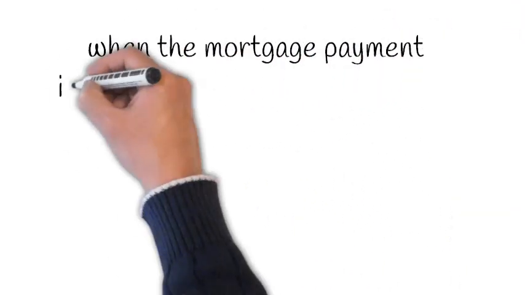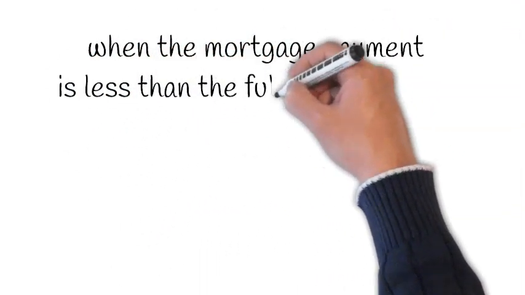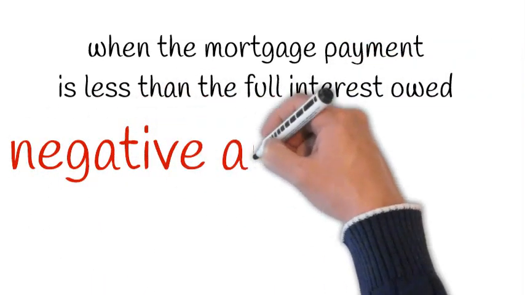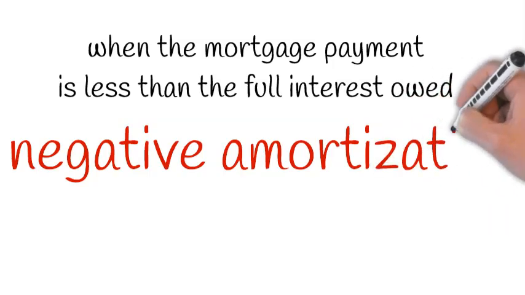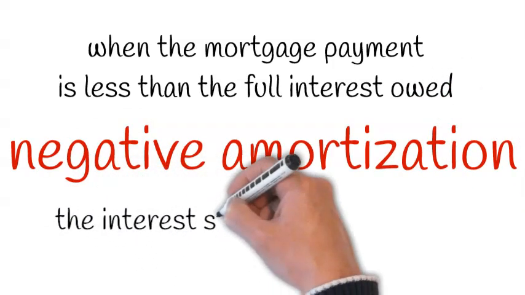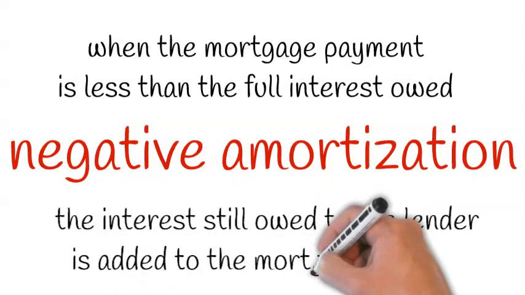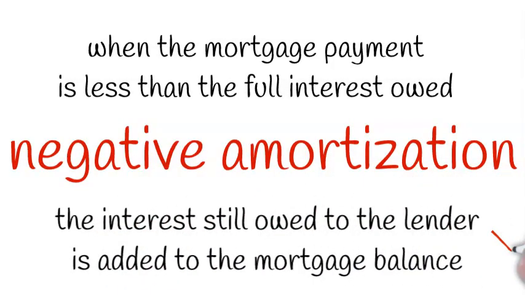When a mortgage loan is set up so the mortgage payment is less than the full interest owed to the lender, the mortgage loan has a negative amortization feature. The unpaid interest that is owed to the lender is then added to the principal balance due, causing the balance to increase rather than decrease.